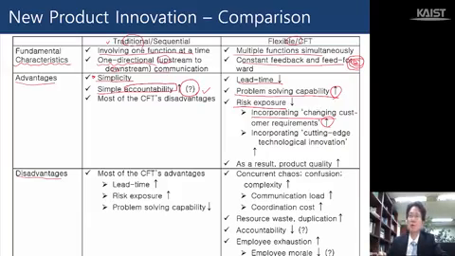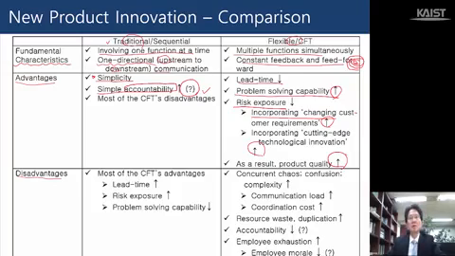Using the flexible or cross-functional team approach, you can incorporate the changing customer requirements faster and more effectively, and likewise the possibility to incorporate cutting-edge technological innovation into your new product will increase as well. And as a result, the product quality might go up, and the product performance eventually might go up as well.